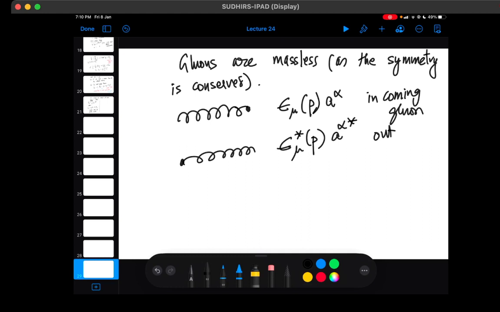So then there is the four gluon vertex also. This is the four gluon vertex which has the following form.